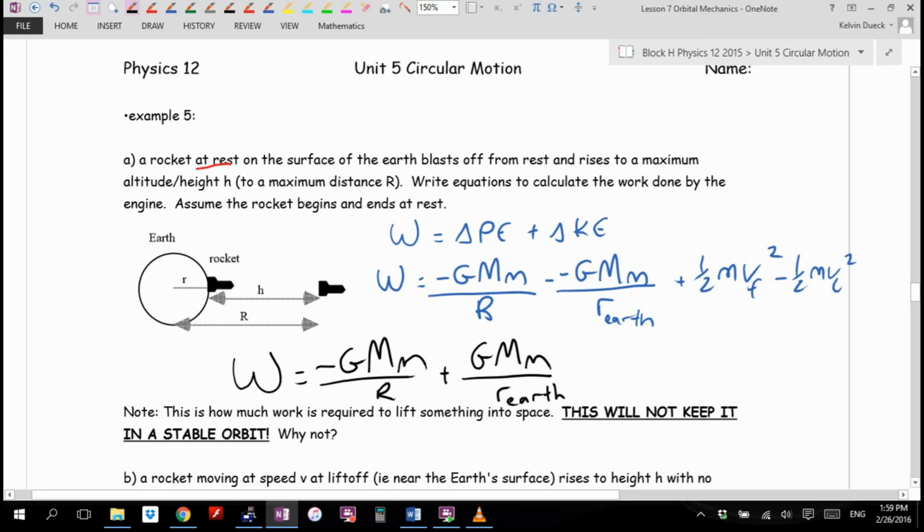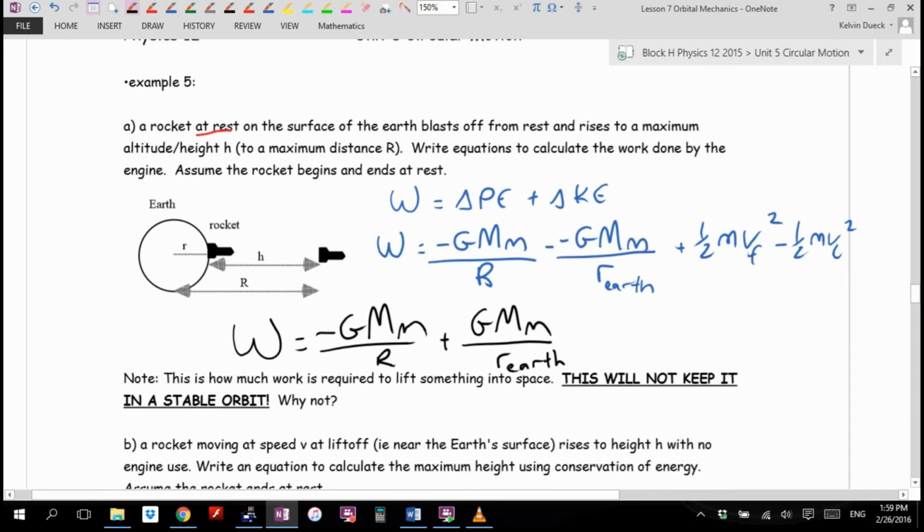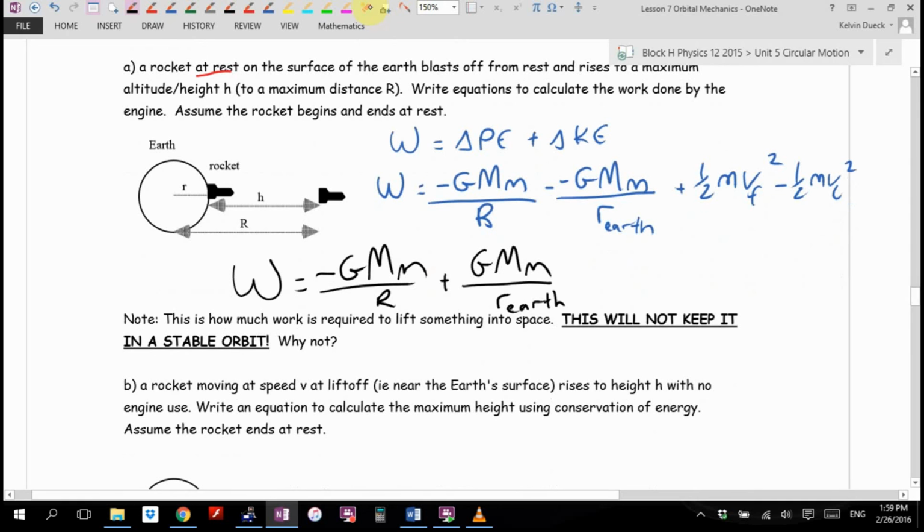Have I memorized that equation? No, I know that work equals the change in potential plus the change in kinetic, and then I derive it. What else can we do? So, I wrote here, note, this is how much work to lift something in space or to shoot a rocket straight up. This will not keep it in a stable orbit. Why not? An orbit needs what kind of energy?